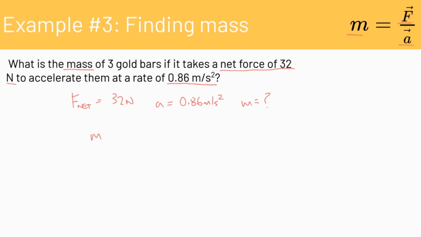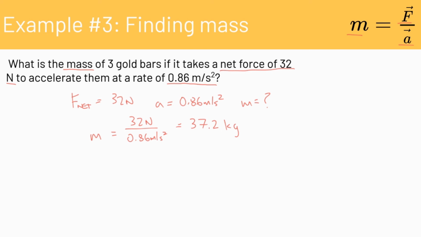So we plug this into our equation. We have force, 32 newtons, divided by our acceleration of 0.86 meters per second squared, which is going to give us a mass of 37.2 kilograms. So those 3 gold bars have a mass of 37.2 kilograms.